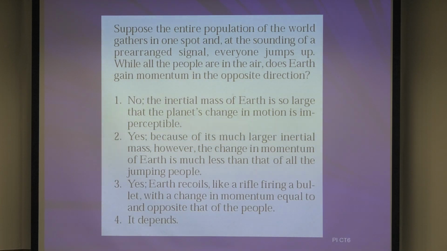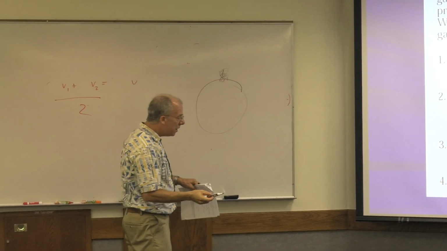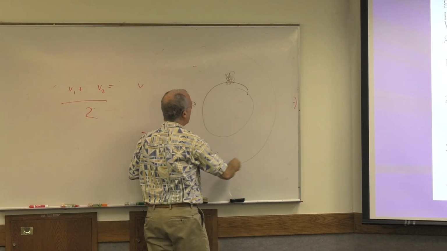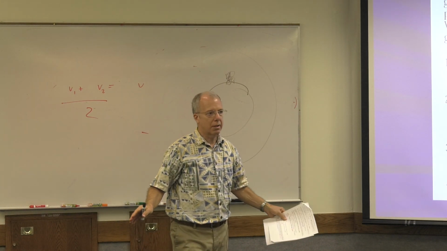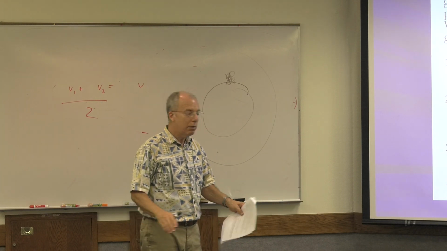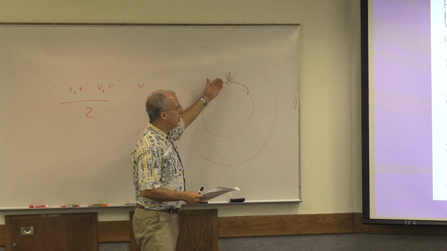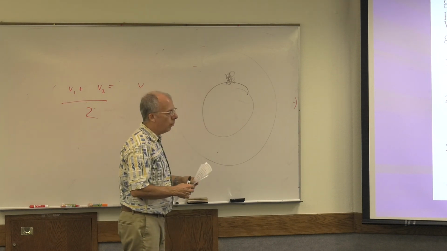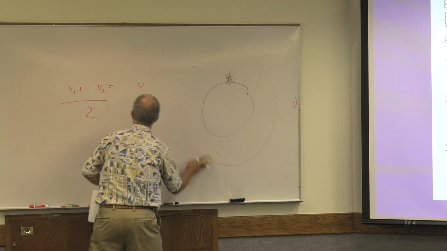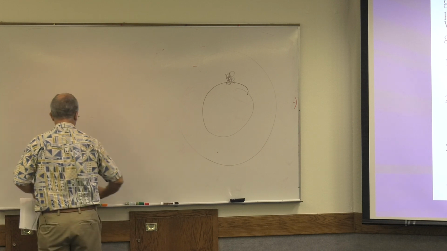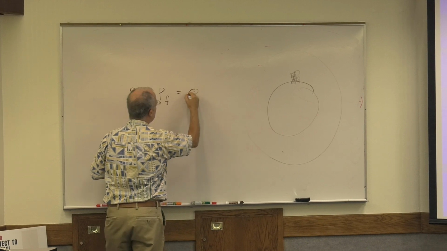So here's Earth, and you have all the people here, right? Okay, so what's the system? The system is all the people and the Earth, right? That's the system. So are there any external forces that we have to worry about? No. So we have an isolated system. Everybody's just standing there, right? And so what's the initial momentum? 0. So the initial momentum is 0 because everybody's just standing there. So P initial, which of course is equal to P final, is equal to 0.